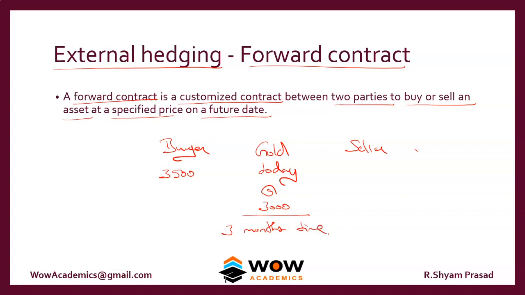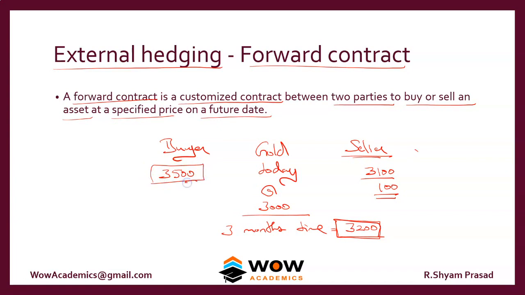In 3 months he feels the price might go to 3,500, but he says he will buy the gold at 3,200, whatever the price is. On the other side, there's a seller who sells a contract. He feels the price of gold will not even be 3,100 in 3 months' time. So he feels there is a guy willing to buy the same gold at 3,200 rupees in 3 months' time, and he could easily make a profit of 100 through this transaction.